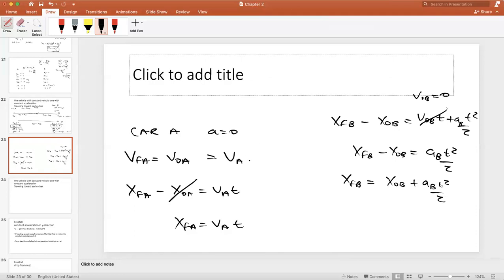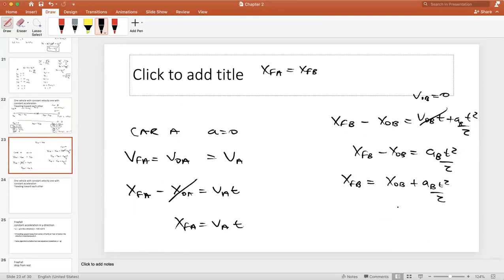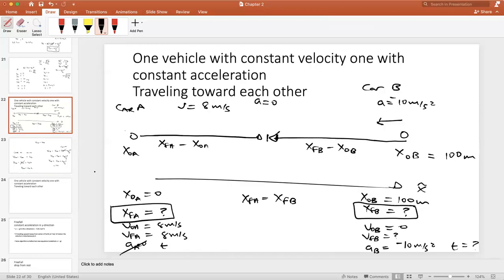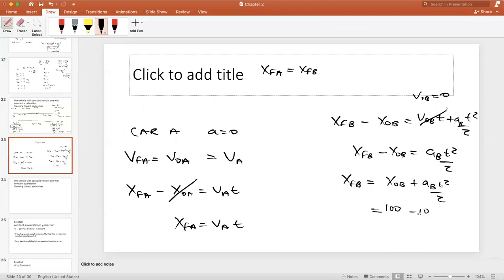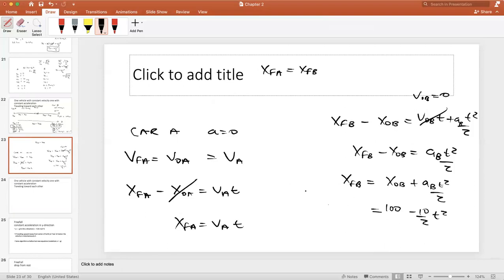Something really important here. We knew that x final of A is equal to x final of B, and we're going to solve for time. But we know that x initial of B was initially at 100 meters. So this is 100. aB was negative 10 because it was going left. So 100 minus 10 over 2 times t squared is equal to x final of B, which is equal to vA times t, and vA was 8. So vA times t is equal to x final of A, which is equal to x final of B. This is 8t.